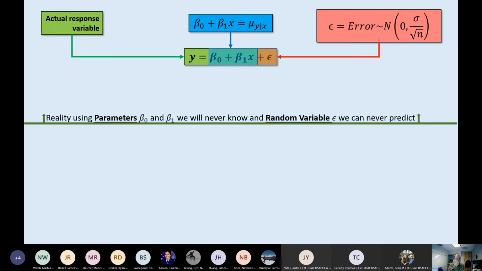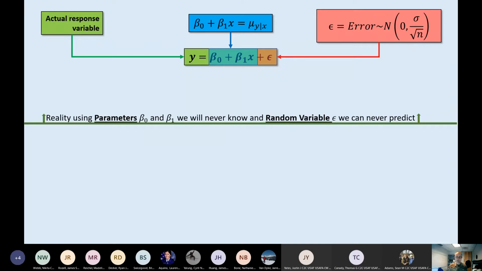This is going back to when we were doing tests and we wanted to figure out the proportion p. That was a parameter that we didn't know. Or when we wanted to figure out the overall mean mu. Mu was a parameter that we would never know. Same thing here: beta naught and beta 1 are the parameters for the actual model that we will never know. And even if we did, it wouldn't be perfect, because there'd still be this error epsilon representing random variables.